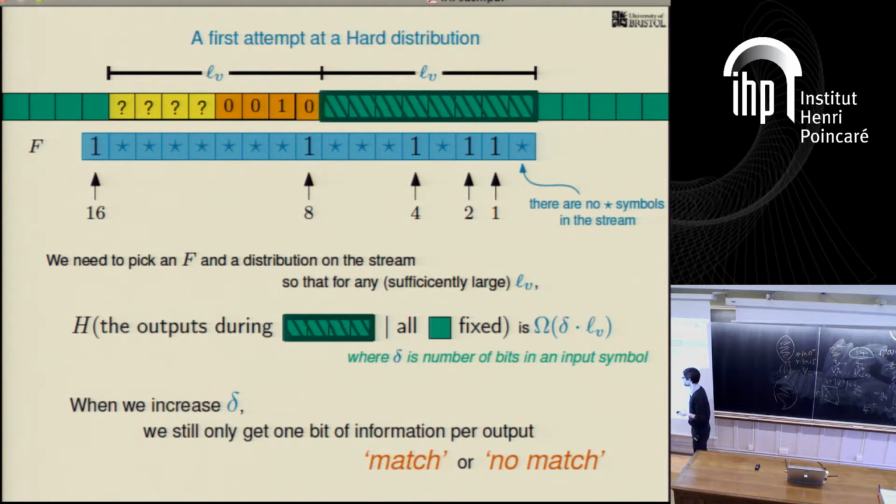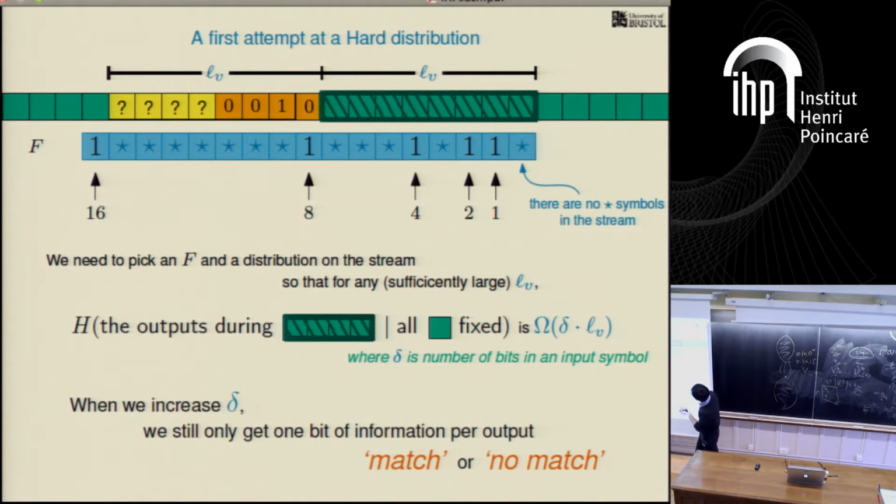So the problem is, if I just play this game and I don't change anything, when I increase delta, I only get 1 bit of information per output. For every output, I just get match. If I make this the numbers 1, 2, 3, 4, 5, I just get whether it's a 1 or not a 1. I get a match or a no match. That's only 1 bit. So increasing delta hasn't helped me in any sense here. This might look sort of like the wrong approach.